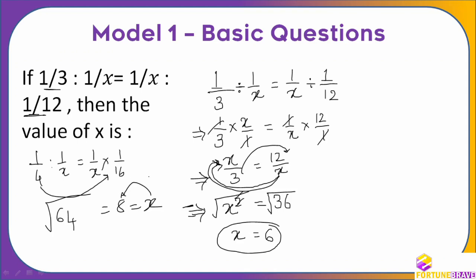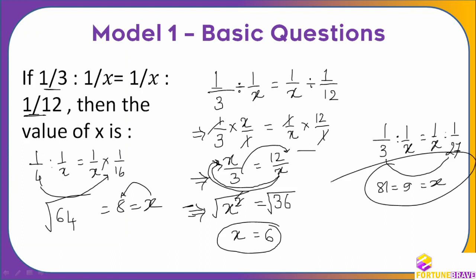Say for example, we can take one more example. Same way, I'm going to take 1 upon 3 is to 1 upon x is equal to 1 upon x is to 1 upon 27. I am taking the numbers which can give me direct squares. So what I'll do, 3 into 27 is 81, the square root of 81 is 9, so x value is 9, that's all. Are you getting my point? This is how you can solve this question within seconds.